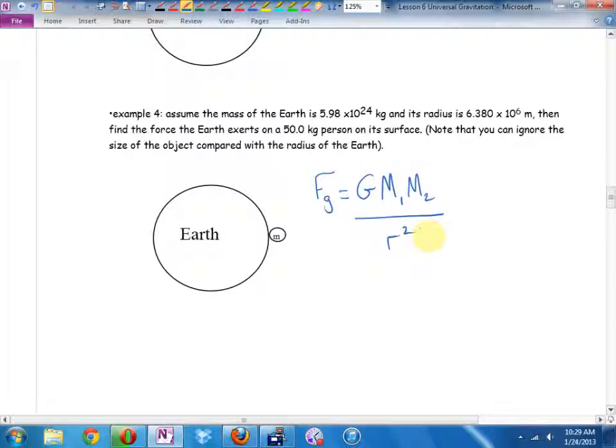Now, some notation that we start using in Physics 12. Instead of writing M1, M2, what we'll sometimes do is this: big M for the planet, lowercase m for the person, satellite, moon, or whatever's orbiting. I'll flip-flop between the two, but just to get you used to it, this time I'll write big M, little m.